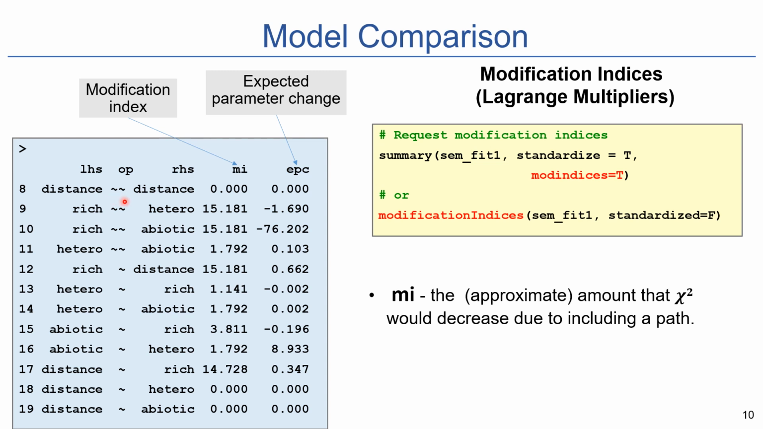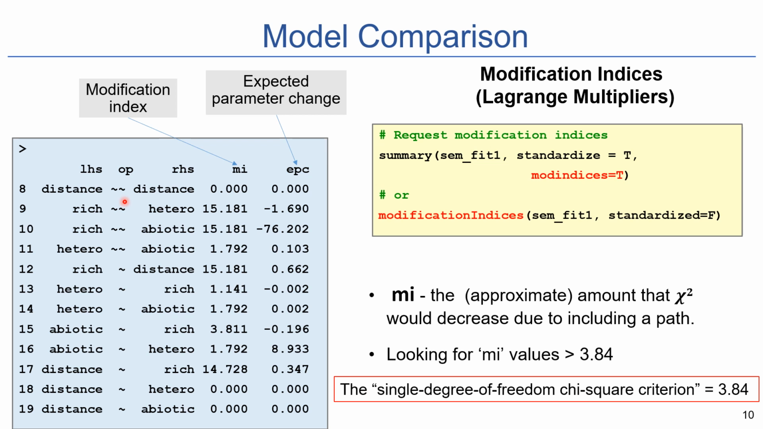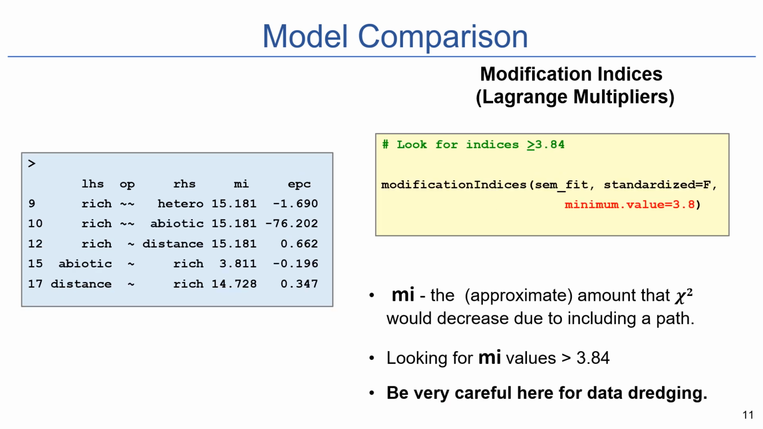model. And the basic rule of thumb is that we look for indices greater than 3.84. And this value, 3.84, is the critical value of chi-square with a single degree of freedom for a p-value equal to 0.05. You might remember this from the chi-square distribution table.